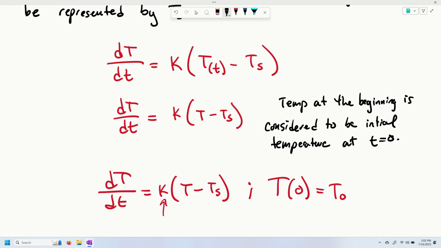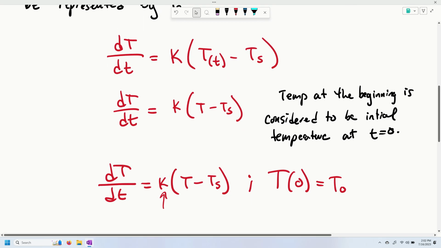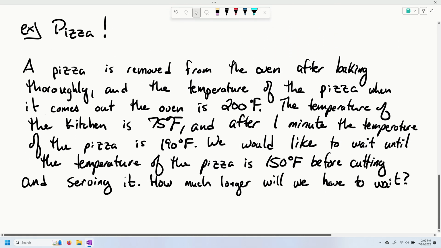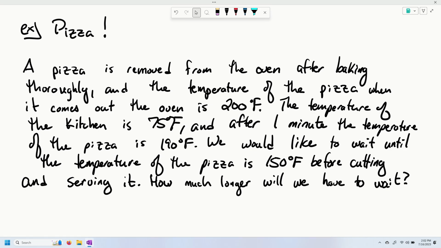So I have a nice little problem here for us. It has to deal with my personal favorite food, and that's pizza. I absolutely love pizza. But anyways, let's go ahead and do this.